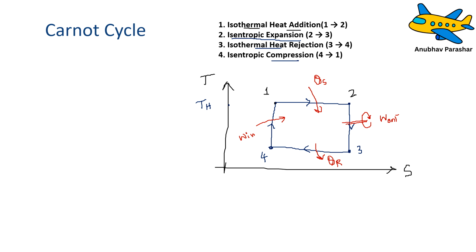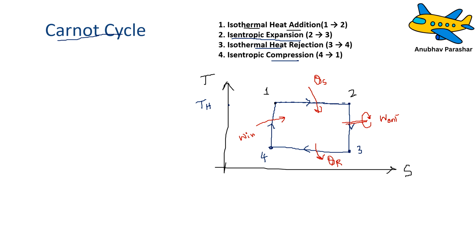Having understood this, let us try to understand why the efficiency of a Carnot cycle is the maximum. First of all, the processes are reversible, right? Reversible process means there is no energy dissipated in irreversibilities. Secondly, you see, we are adding heat at an isothermal condition and we are rejecting it at an isothermal condition, and this gives us the best efficiency, right?